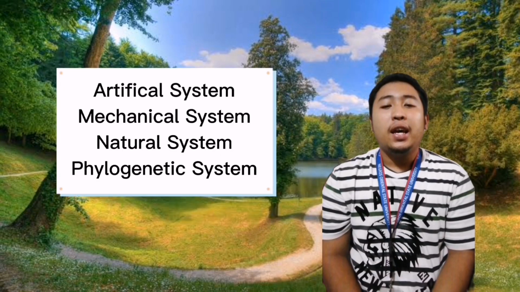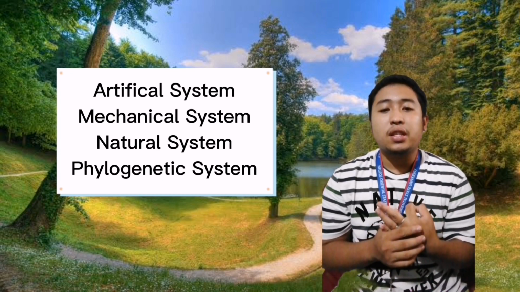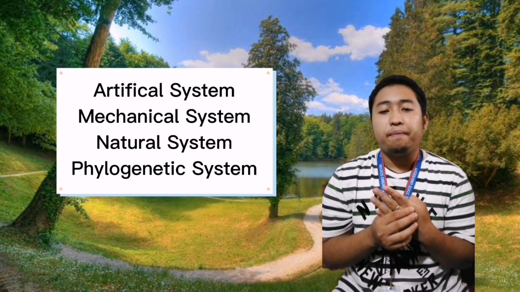So taxonomic classification has four systems, namely artificial system, mechanical system, natural system, and phylogenetic system. First we will go to the artificial system. In the artificial system, one or two morphological characteristics are used in the artificial categorization system to divide creatures into groups. The artificial categorization method proposed by Linnaeus categorized species based on the numerical strength of sex organs, such as androecium number in a plant flower.